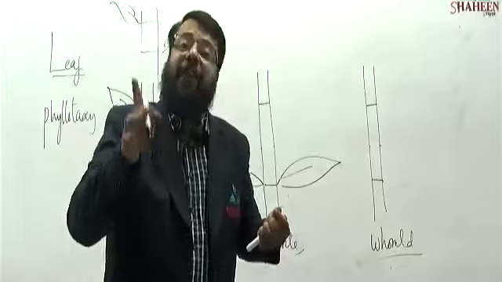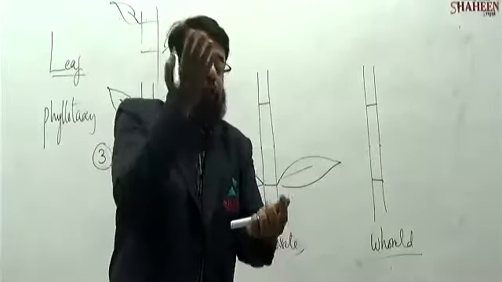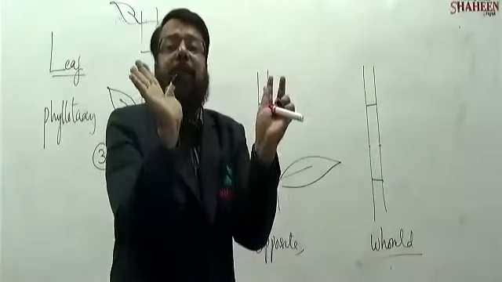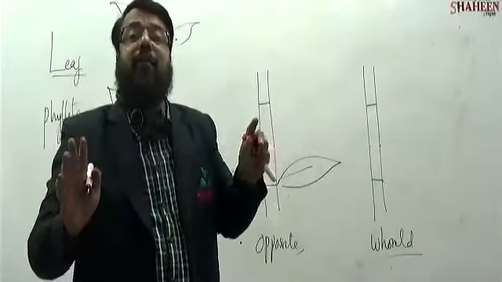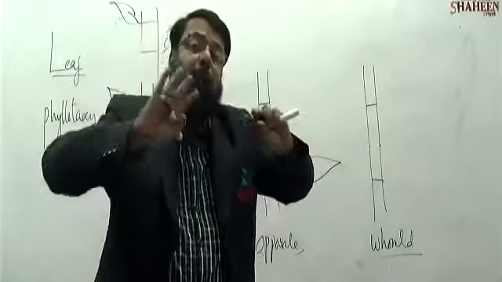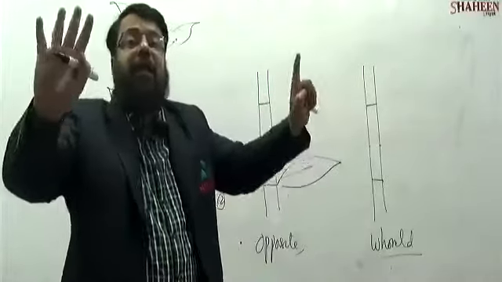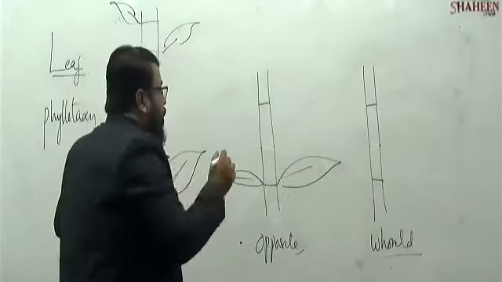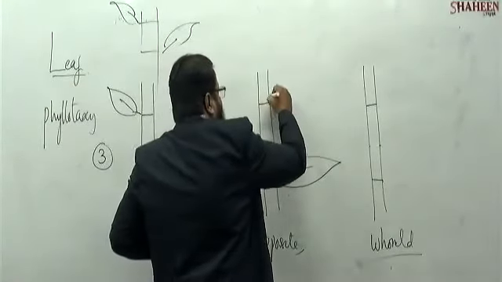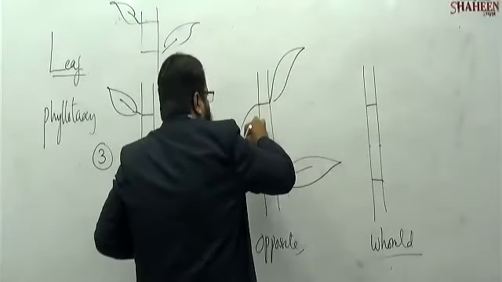Further classification is there: opposite superimposed and opposite decussate. In Calotropis, opposite decussate is there. In guava, opposite superimposed. That classification you need not worry about. In opposite phyllotaxy, each node produces 2 leaves.